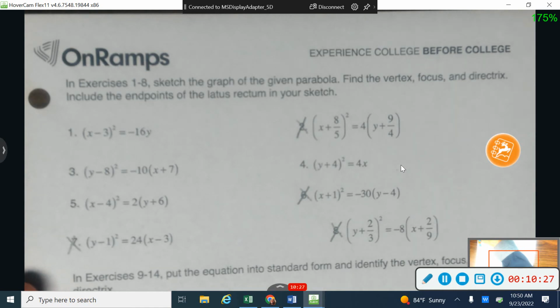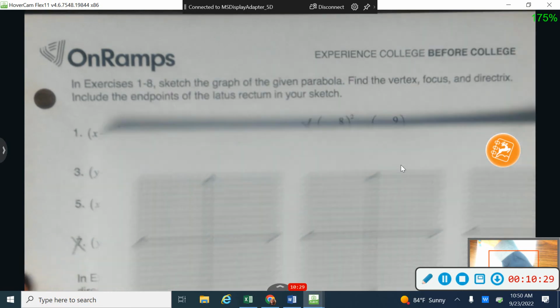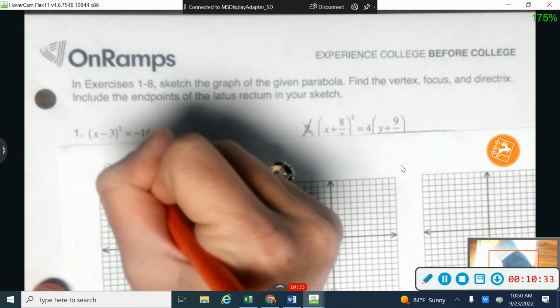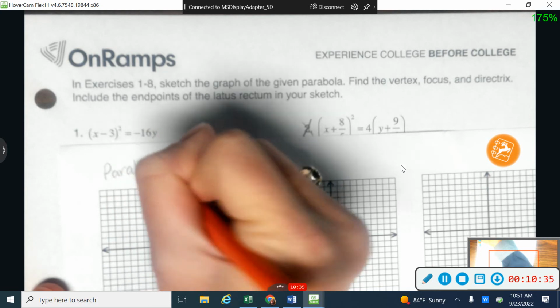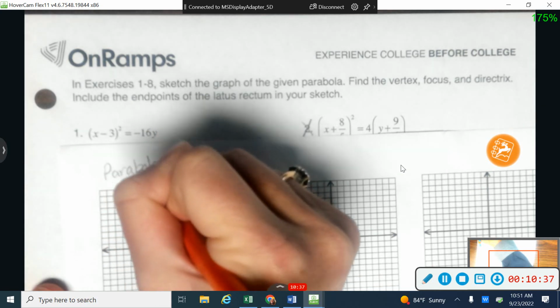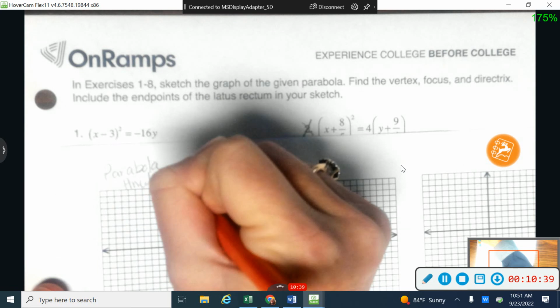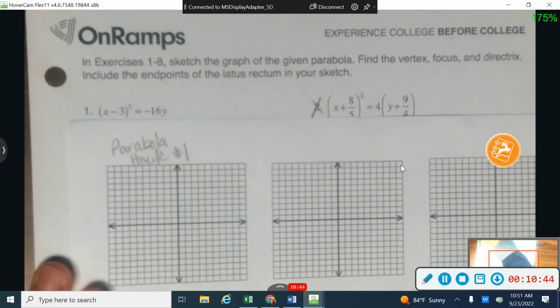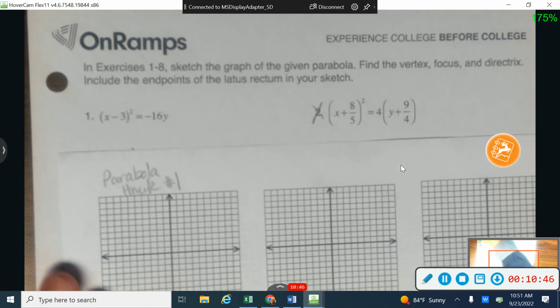All right, back to the homework. And let's try number 1. All right, grab one of your graphs, and let's label it Parabola Homework number 1. All right, Parabola Homework number 1. And away we go.